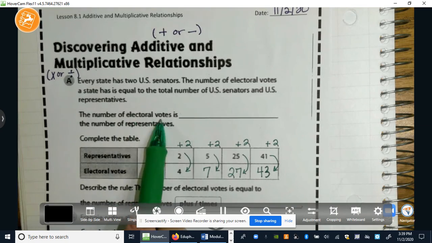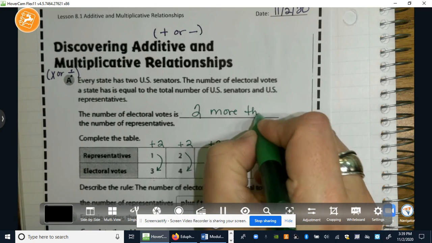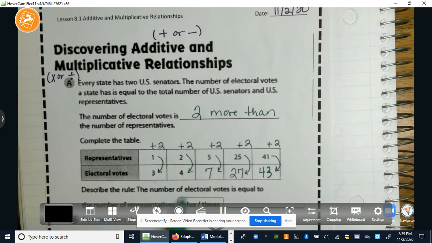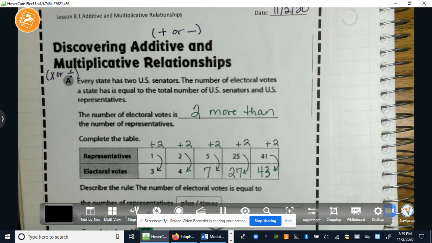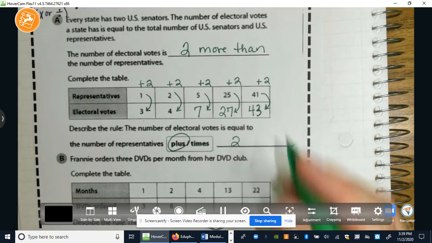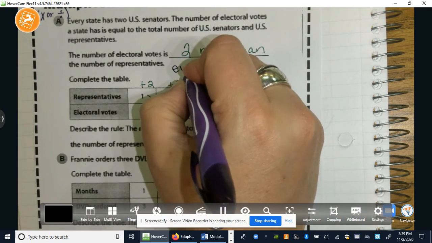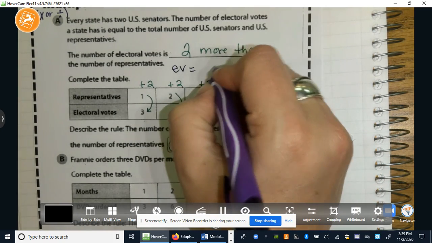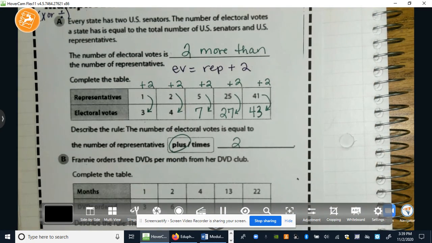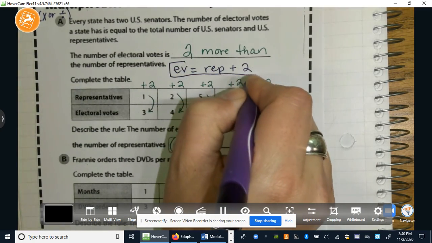So the number of electoral votes is 2 more than the number of representatives. So describe the rule. The number of electoral votes is equal to the number of representatives plus 2. So if we wrote this out as an equation with words, we can say our electoral votes is equal to representatives plus 2. So basically I took this and wrote it as an equation right there.